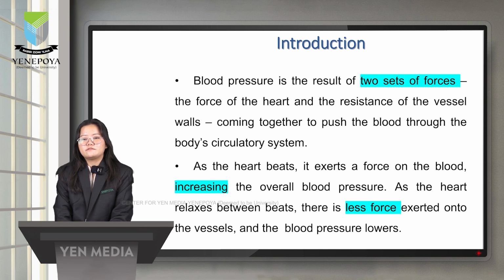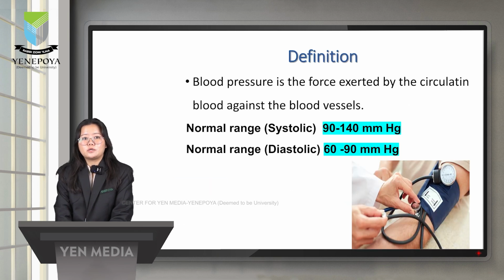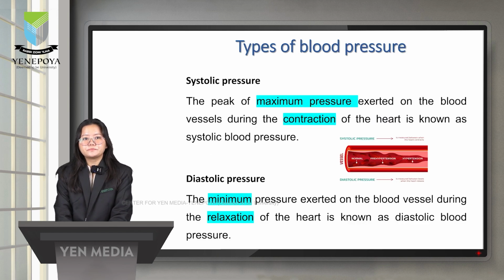So now let me define what is blood pressure in two lines. Blood pressure is a force exerted by the circulating blood against the blood vessels. Okay, very simple. So we have types, that is systolic and diastolic. I have given the normal range in the slide. Systolic is 90 to 140 mm of Hg and diastolic is 60 to 90 mm of Hg. So now in the next slide we will be discussing what is systolic and what is diastolic.